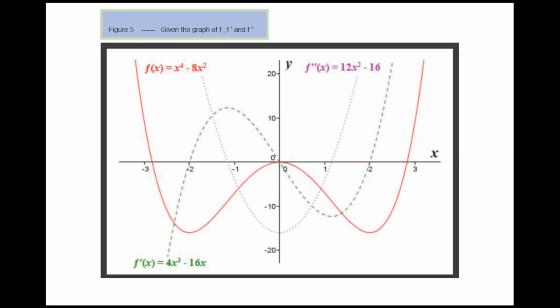What your chore is to do is to focus on the green graph. The green graph, which is the first derivative, crosses the x-axis here. So we must have a critical number here, and we do. And it crosses it here, so we must have a critical number here, and we do. And the green graph crosses here, it must be a critical number, and it is, okay?